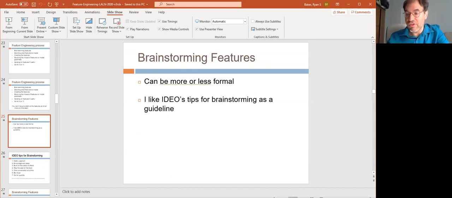So brainstorming features can be more or less formal. I like IDEO's tips for brainstorming as a guideline. To be really honest, I follow them more often when I'm dealing with a problem I've never seen before than when I'm dealing with a problem like one we've used a lot. At this point, my lab has built affect detectors over and over. And we don't need to go through the whole process anymore because we kind of just get lazy and look back at our old notes. But I use these procedures when we're building something new.